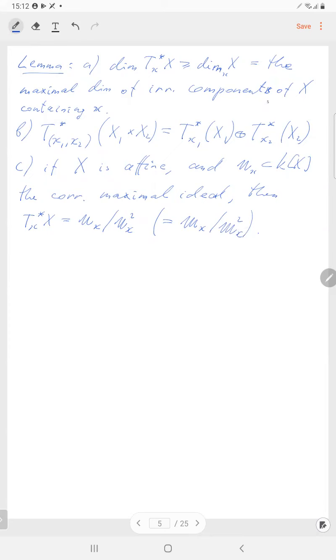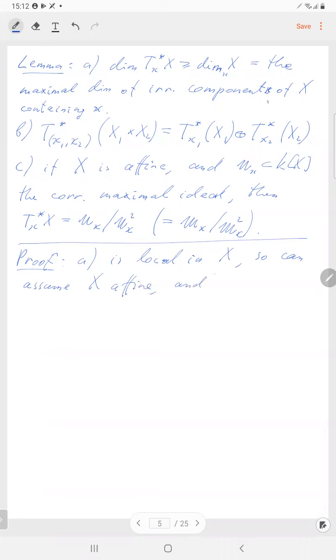It will be the same as the maximal ideal in the localization modulo its square. So let's prove this. For part A, it's local, so we can assume that X is affine and the local dimension equals the global dimension. We will remove all the far away components that may change the global dimension.